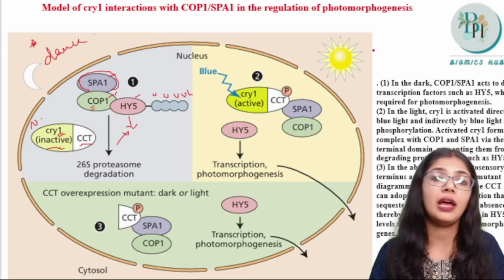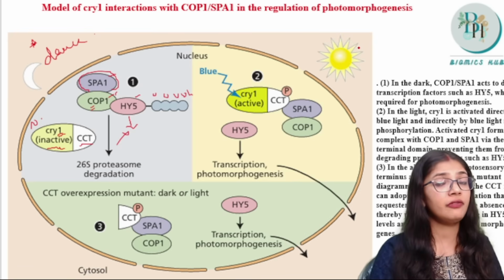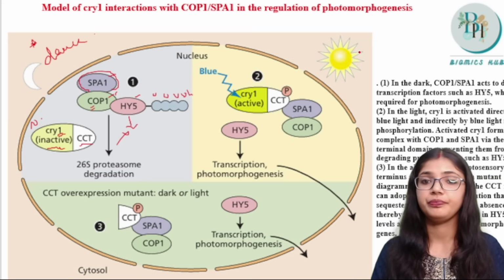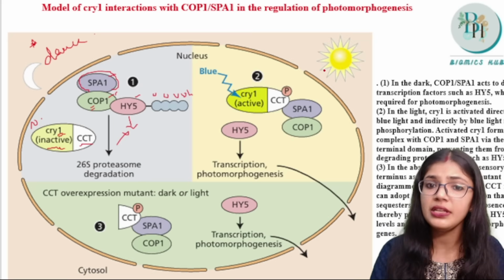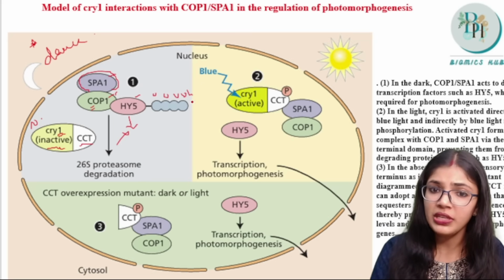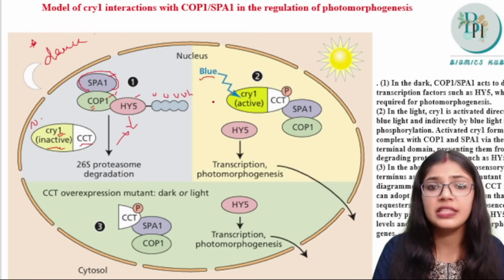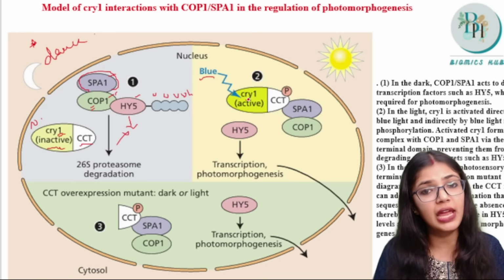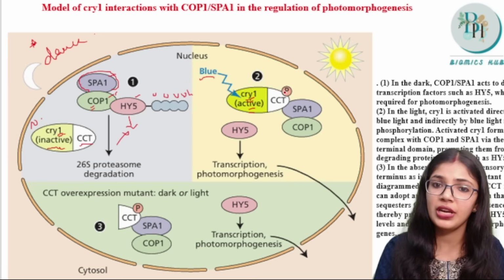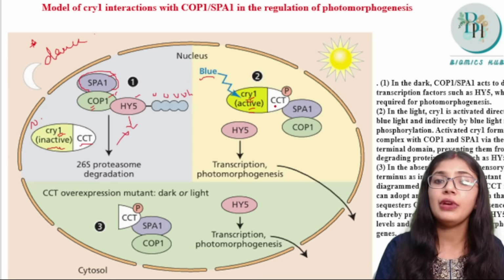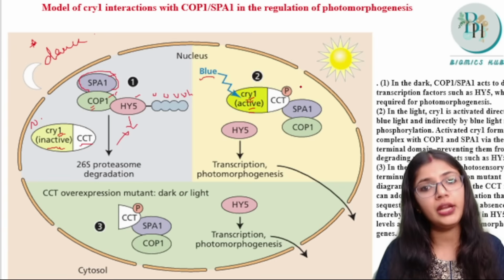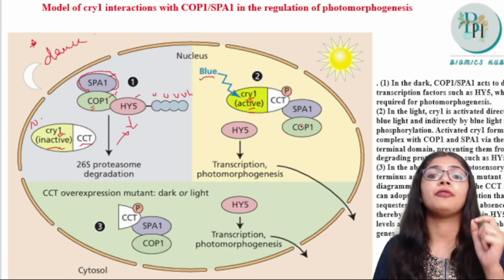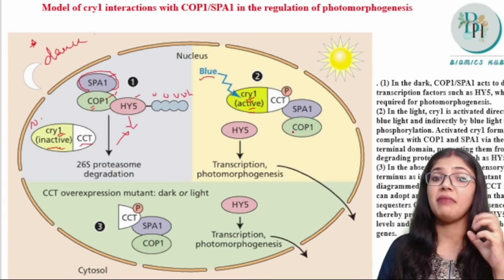Now let us see what happens in the day condition when sunlight is present. Here the sunlight is present, so the blue light from the sunlight is received by the cry1 protein. Now this cry1 is active, it phosphorylates the CCT domain. When the CCT domain is activated, it brings the SPA1 and COP1 near it and it binds them.